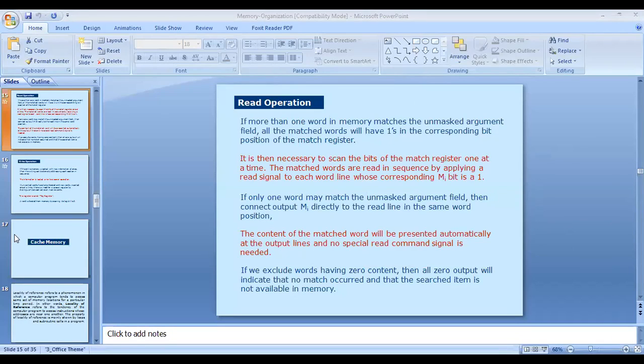Associative mapping and direct mapping. So today, one more time, I will revise the concepts: direct mapping, associative mapping, and set associative mapping.